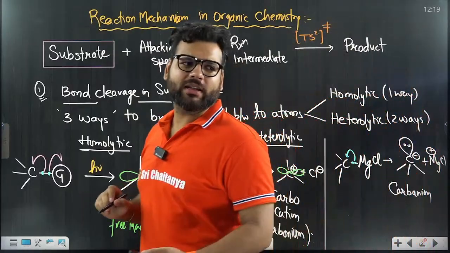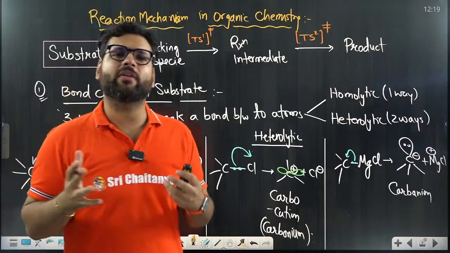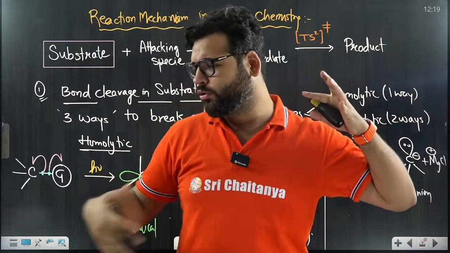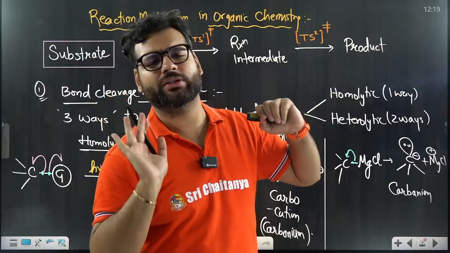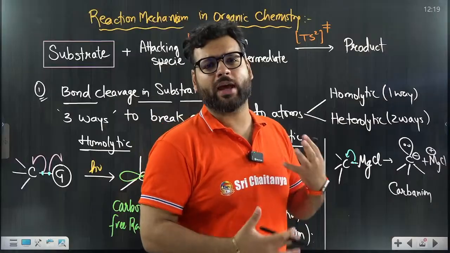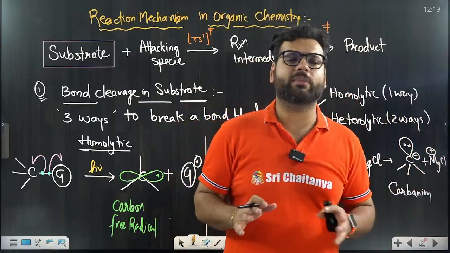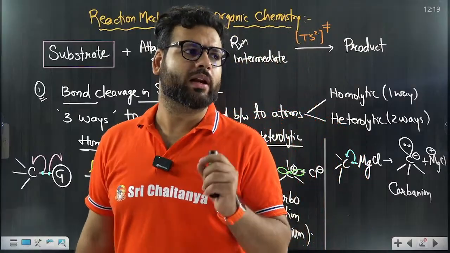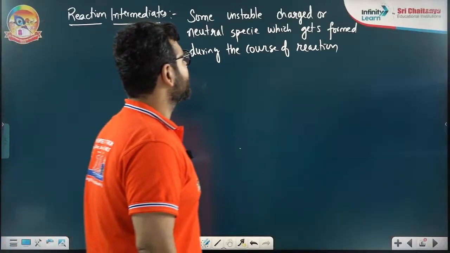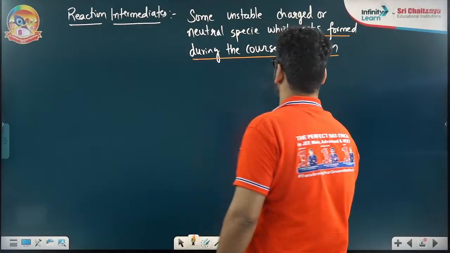This sign represents a transition state, and a transition state is just the imaginary state where we imagine that an attacking species is coming to attack and another group is going out. We'll show how the transition state looks in a particular reaction, but they are imaginary. We are imagining what is happening. But a reaction intermediate is a real molecule. These are the species which get formed during the course of a reaction.